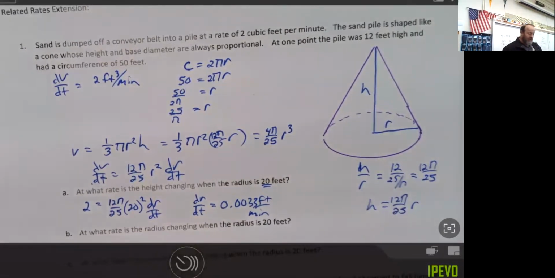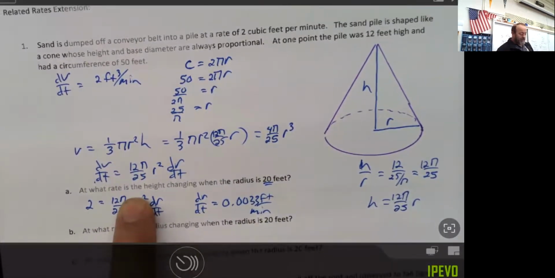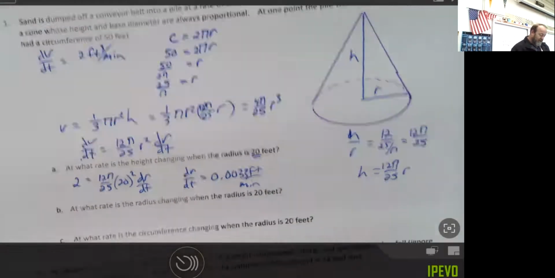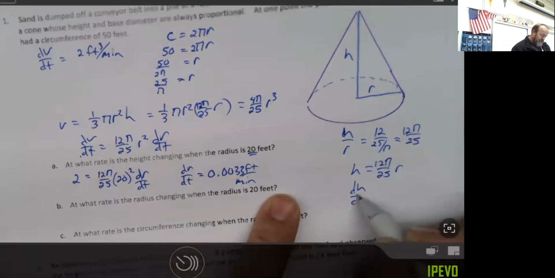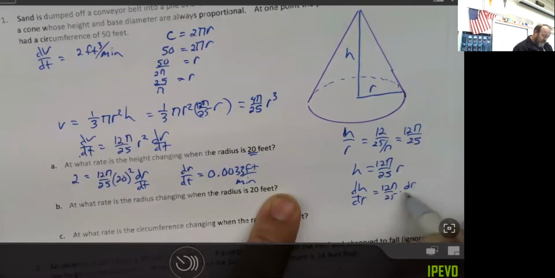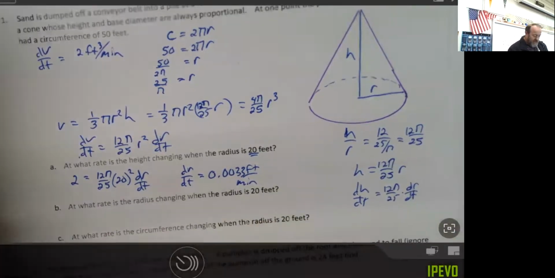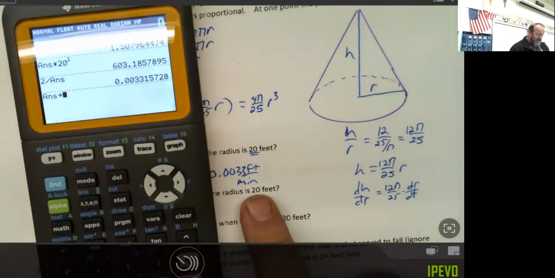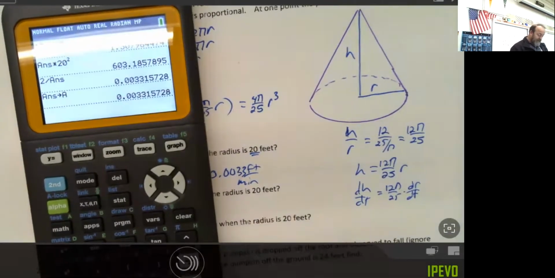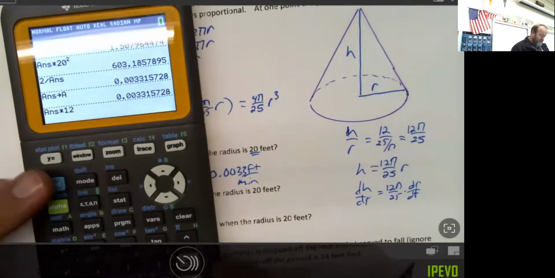Now, unfortunately, that wasn't exactly what I wanted to find. They actually wanted to know how the height was changing. But that was actually okay because based on what I have here, dh/dt, the rate of change of the height, would be equal to 12 pi over 25 times dr/dt. So all I need to do is take this number that I already have, which I think I'm going to store because I'm probably going to use it again. I'm going to multiply that by 12 pi over 25.